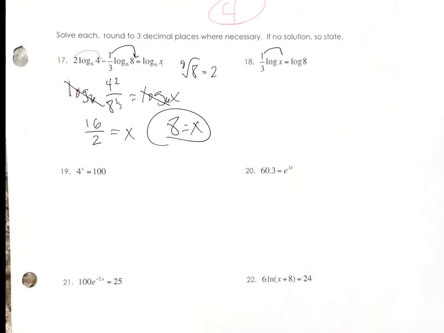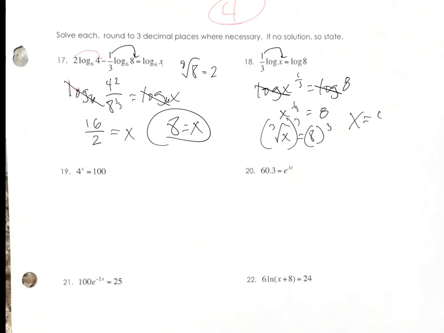So for 18, let's put this back together. We have the log of x to the 1/3 is equal to the log of 8. No swooping, the log is gone from both sides, so x to the 1/3 is equal to 8. This is basically asking for the cube root of x. And so to get rid of the cube root, we would cube both sides. So 8 to the 3rd, 512.